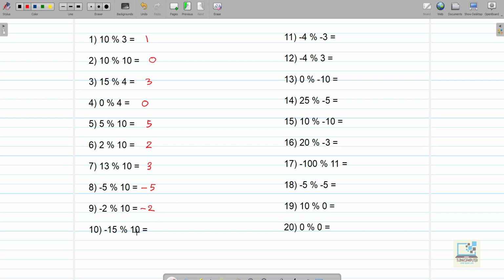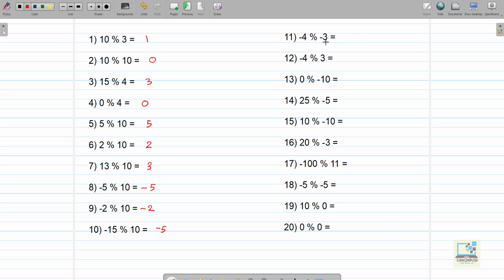Next, 15 mod 10. You are noticing I am not saying minus 15 mod 10, I am saying 15 mod 10. That is the way, it's a shortcut technique. So 15 mod 10. Simple, 10 1s are 10. What is the remainder? 5. And put a minus sign because the dividend had a minus sign. Are you understanding? Let's understand in the next example.